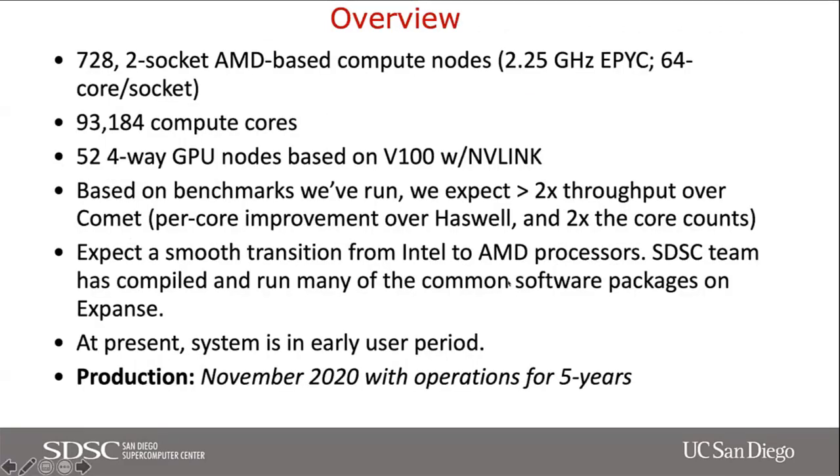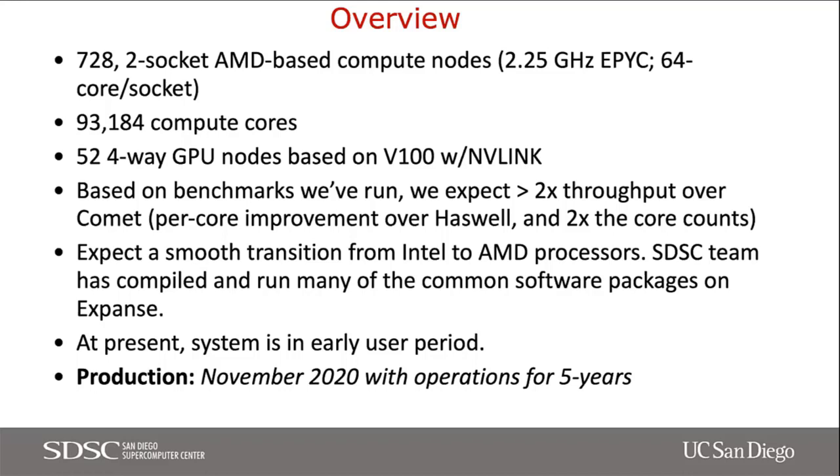So the quick overview of the compute side and of the system itself, we looked at all the numbers. Overall, it's 93,000 compute cores, so you almost double the Comet core count. And based on the benchmarks we've run, we expect close to, more than 2x the throughput over Comet.